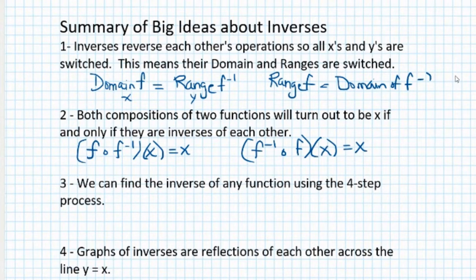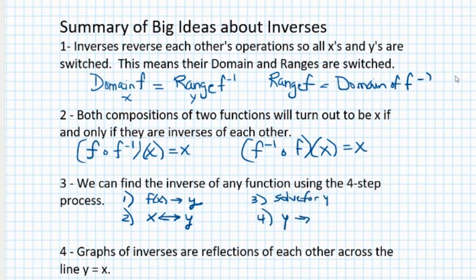Three, we can find the inverse of a function using the four-step process. What was the four-step process? Well, one, you're going to change your f of x, you're going to replace it with y. Two, you're going to switch all the x's and y's. Three, you're going to solve for y. And then four, you're going to replace y with its new name, f inverse.